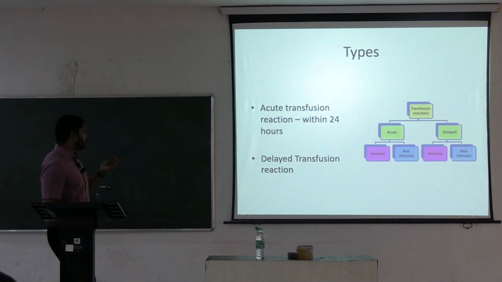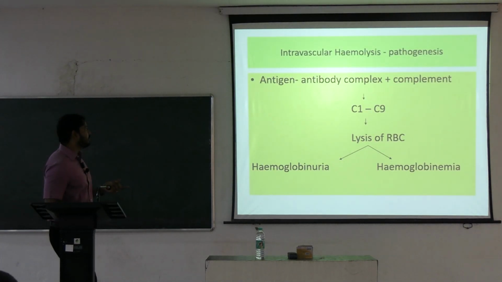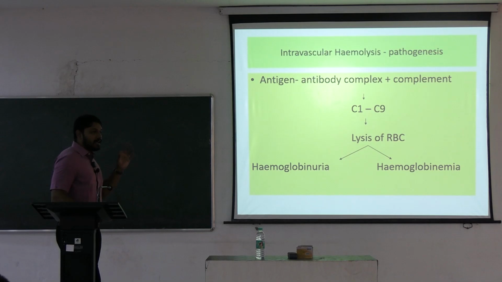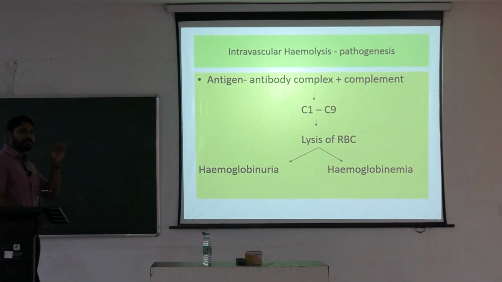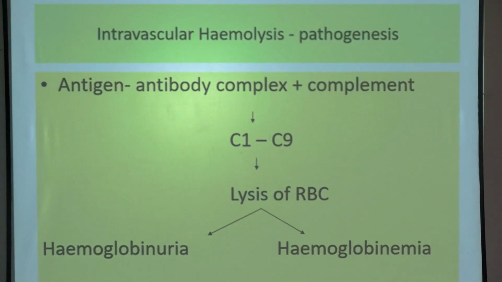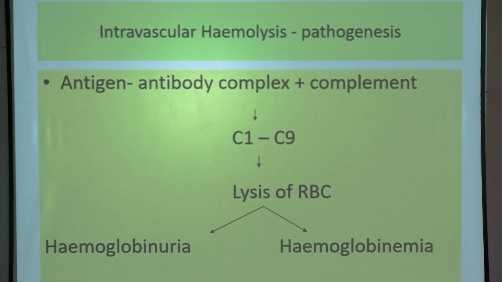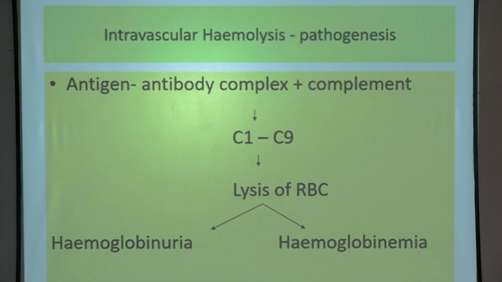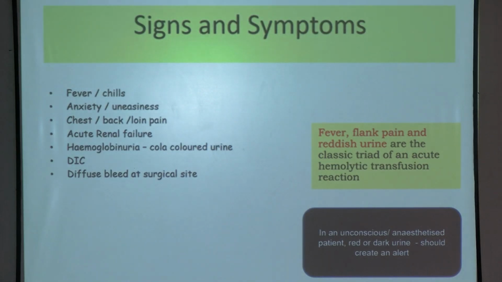Transfusion reaction can be acute or delayed. If it is less than 24 hours, it is acute. If it is after 24 hours, it is delayed. What is the mechanism? When there is an antigen antibody complex, the antibody in the plasma will attack the antigen component present on the erythrocytes, and that will activate the complement system. Complement system C1 to C9 is activated, which causes lysis of RBCs. When RBCs are lysed, there will be hemoglobinuria and hemoglobinemia. The RBCs are passed in urine, destroyed.